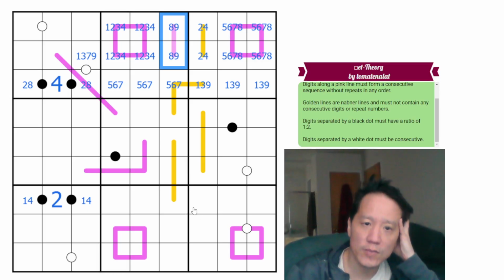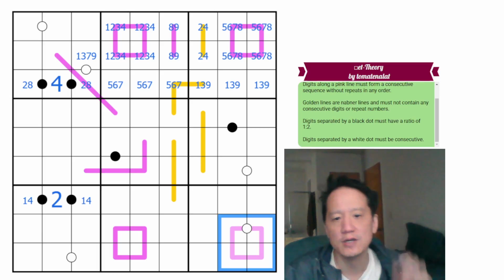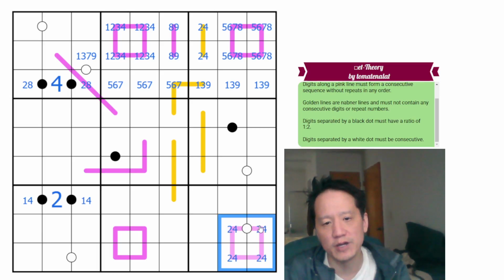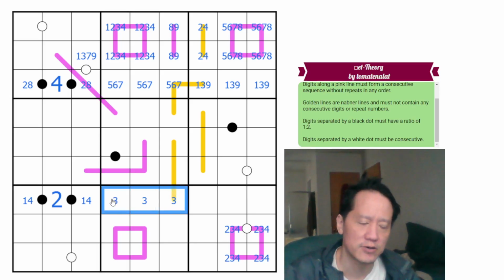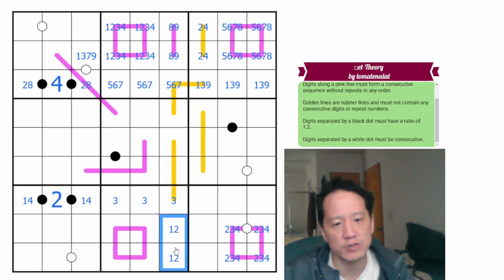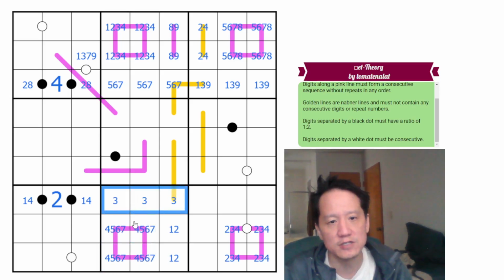Well, 2 and 4 cannot be in this column, and it can't be here. So 2 and 4 both have to be on this Renban. We know we need a 3 here, so this cannot have a 3 here. So 3 has to be in this area. Well, 1 and 2 can no longer be on the Renban because it requires a 3 to be there, so this must be 1 and 2. 4, as the only place left, has to be on the Renban, but it cannot have a 3, so this must be 4, 5, 6, and 7, which makes this 3, 8, and 9.